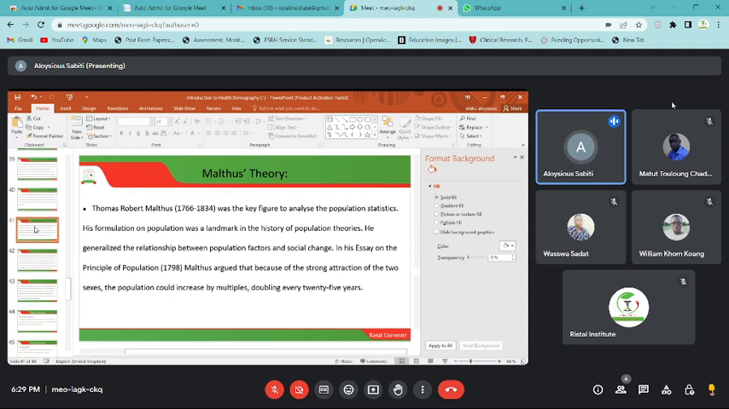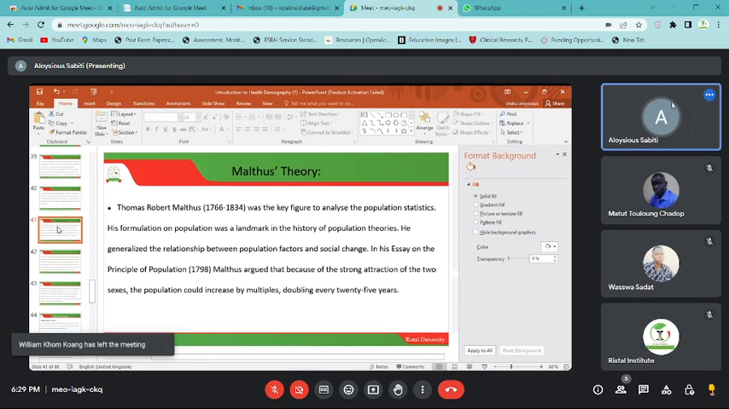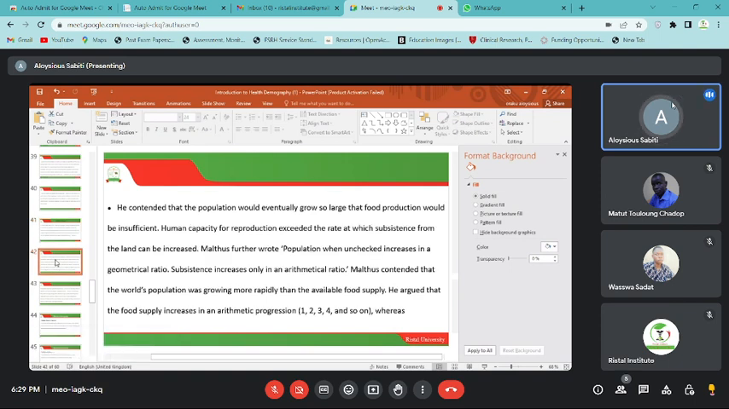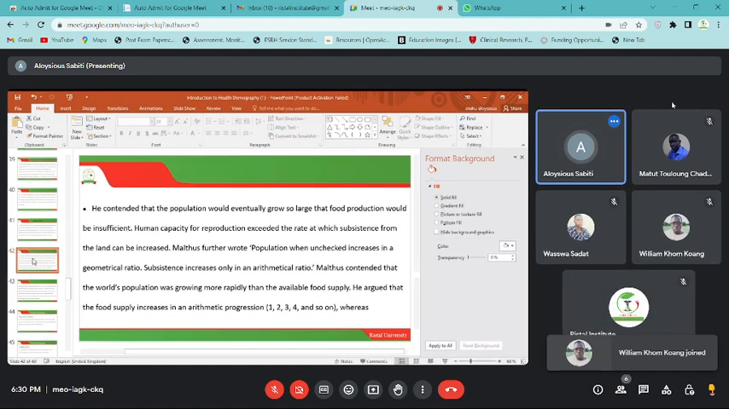So Malthus stated that the population would grow in a geometric way, whereas food production would grow in what he called the arithmetic way. He contended that the population would eventually grow so large that food production would be insufficient. The human capacity for reproduction exceeded the rate at which subsistence from the land can be increased. So Malthus, in his wisdom, was looking at his population or his society and was thinking that the population was growing very fast.